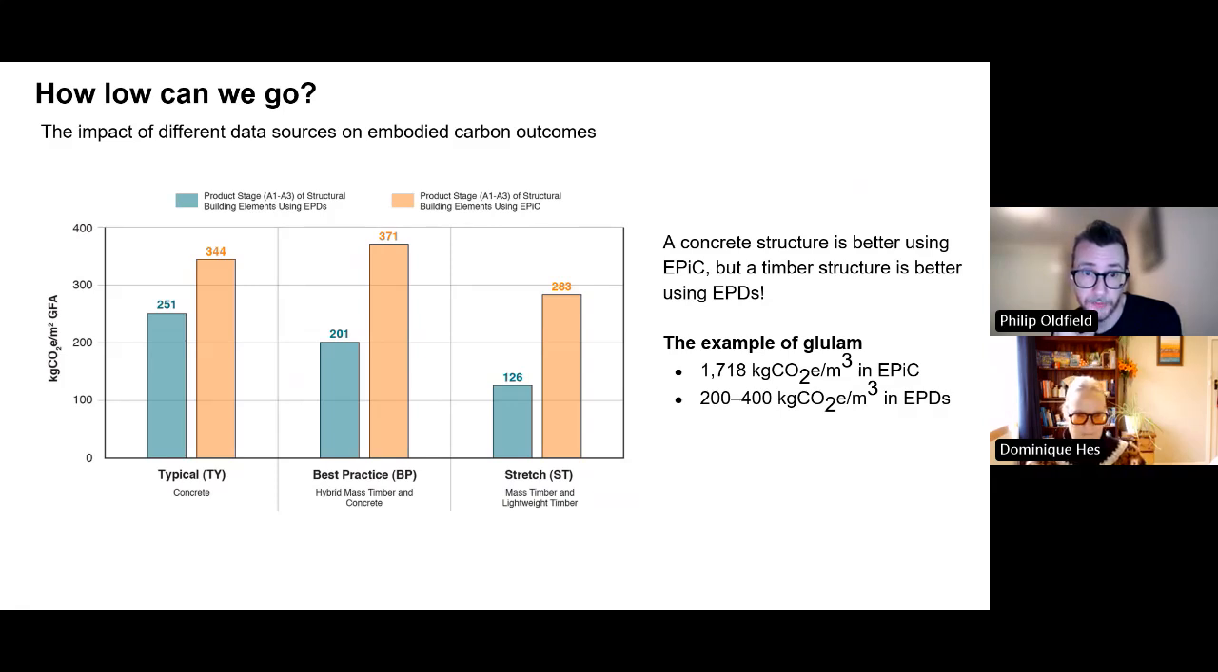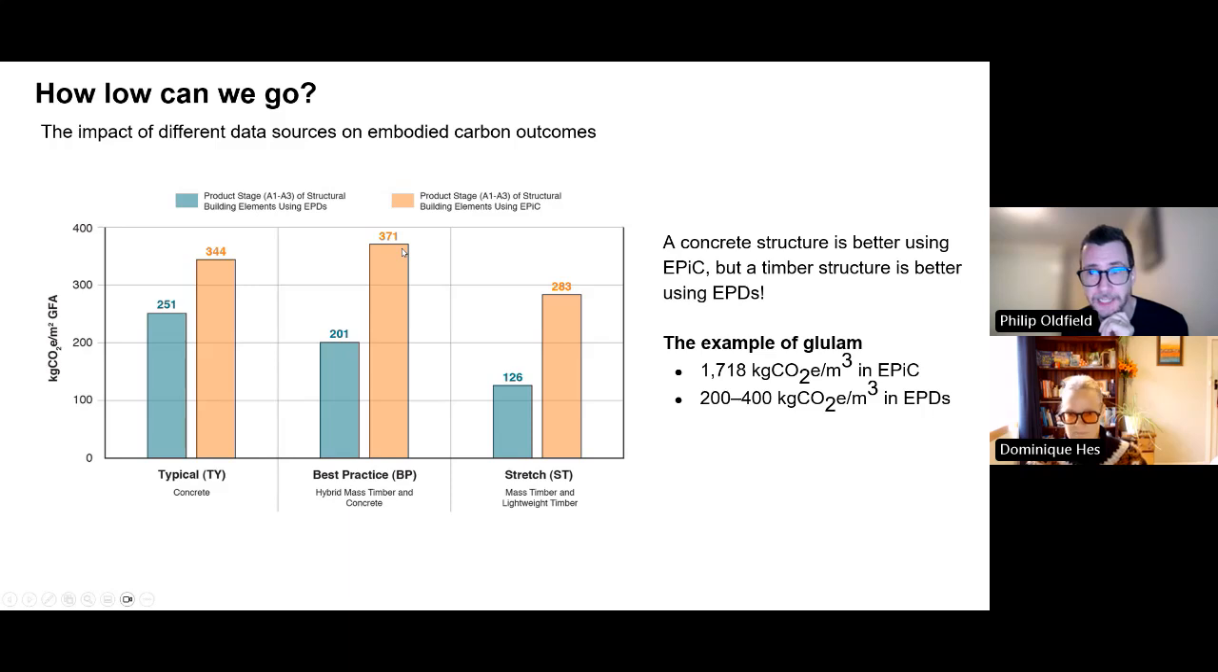The blue is EPDs, and so when you switch from concrete, which is typical, to timber with best practice, it goes down from 251 to 201. But with orange, with EPIC, when you switch from concrete, that's 344, to timber, it's 371. So the timber building actually has a higher embodied carbon than the concrete building. And I'm not saying which one is right or which one is wrong, they're different, but it's really important, again, about that choice of database and that choice of method, and that it's transparently communicated and consistent so that the decisions can be interrogated correctly.